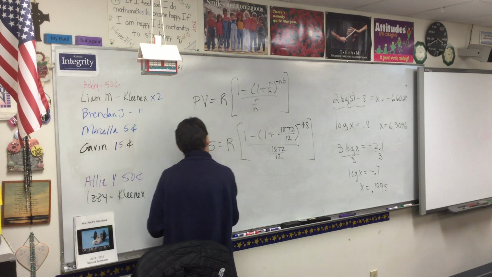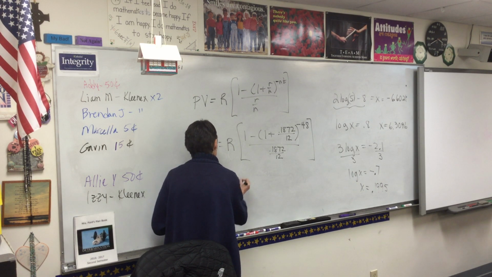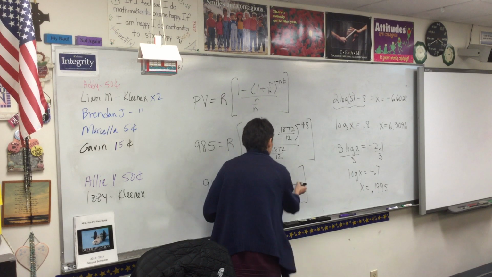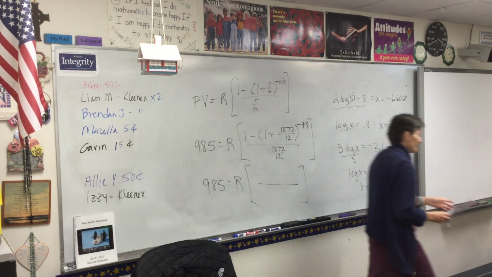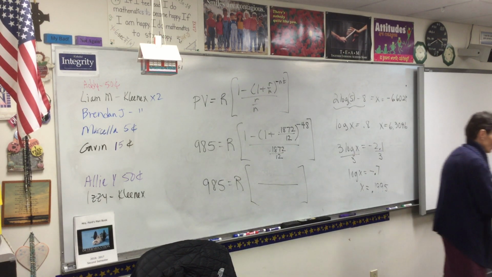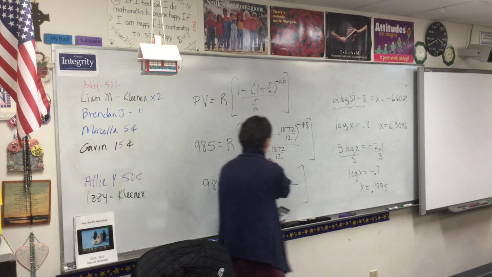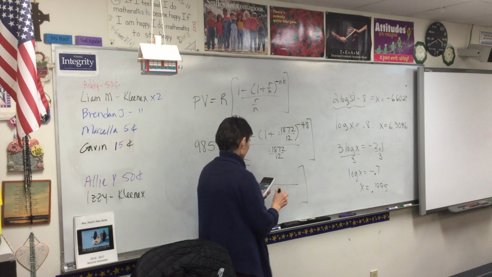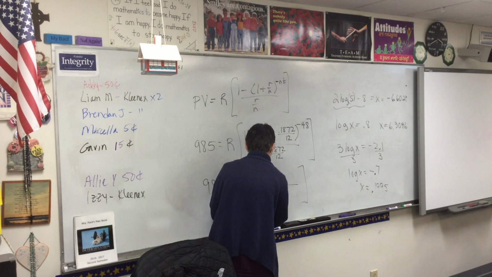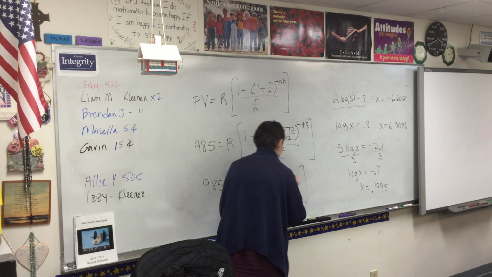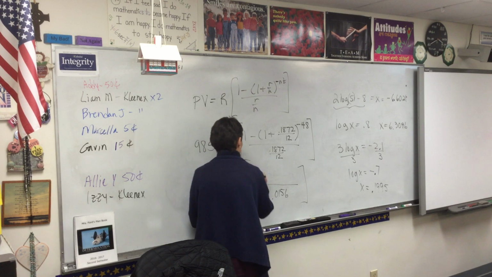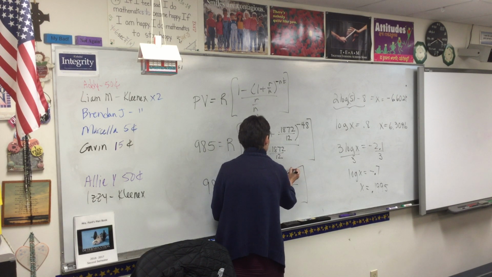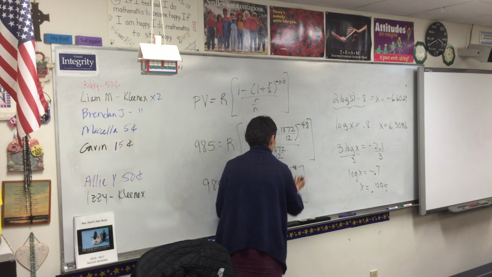All right, now, again, how you do this is completely fine with me, makes no difference whatsoever. I'm going to go ahead and do 0.1872 divided by 12. So this is 0.0156. And this is going to be 1.0156 to the negative 48.